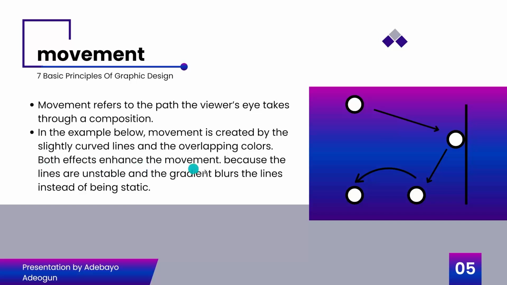So both effects enhance the movement, because the lines are unstable and the gradient blocks the line instead of being static. You can see the way the movement goes. You could tell that you are coming from here, down to this place, down to this toe. So that's how movement goes. It gives your viewers a kind of perspective to follow.